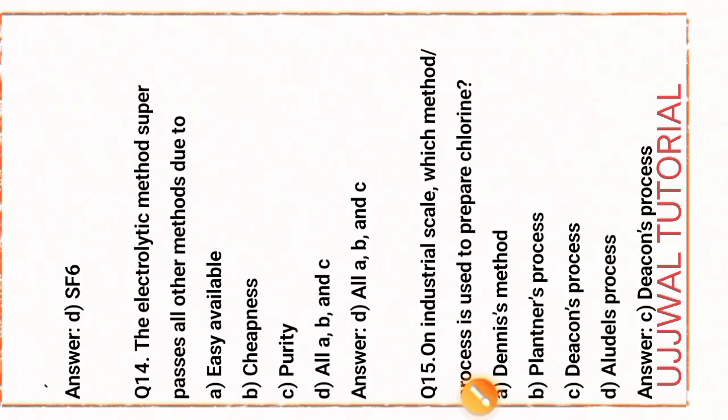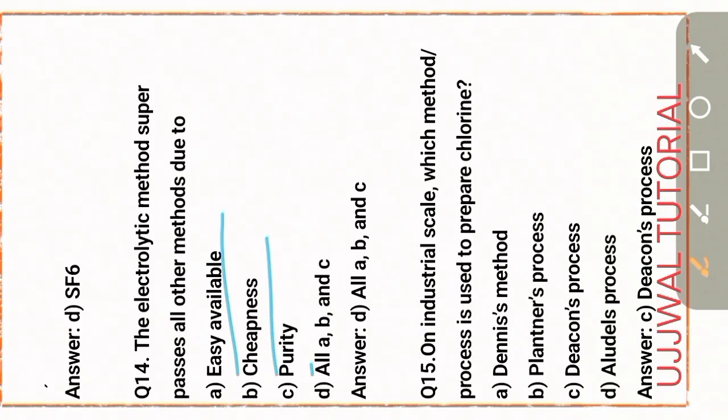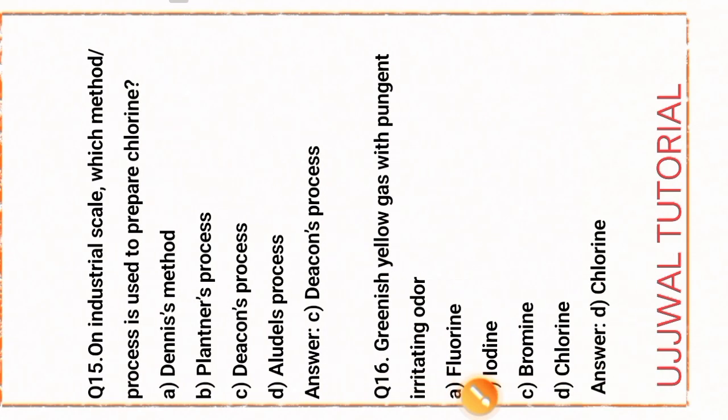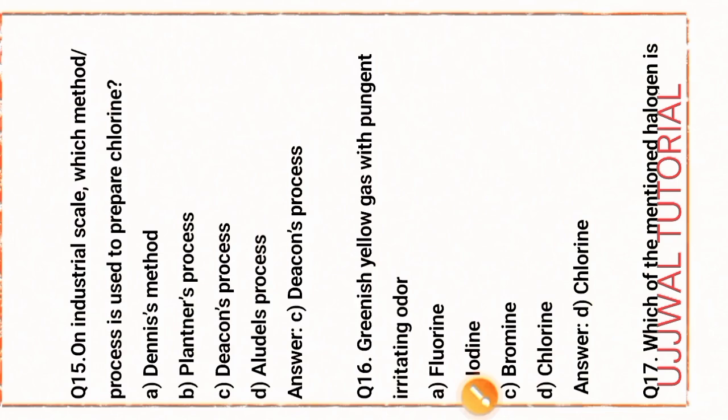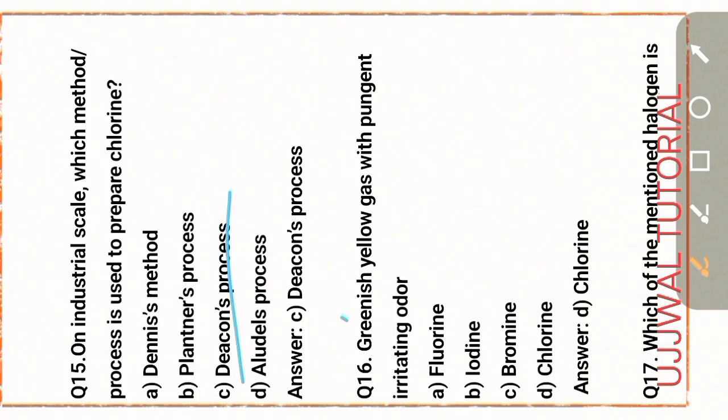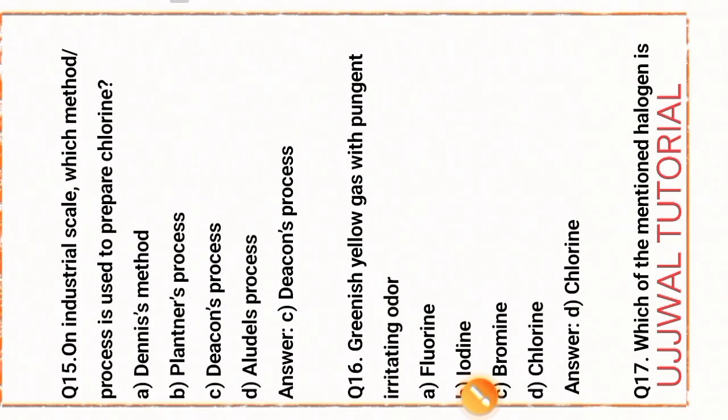The electrolytic method surpasses all other methods due to options A, B, C, that is easy availability, cheapness, purity. Option D is the right answer. Next, question number 15: on an industrial scale, which method or process is used to prepare chlorine? Option C, that is Deacon's process. Next, question number 16.